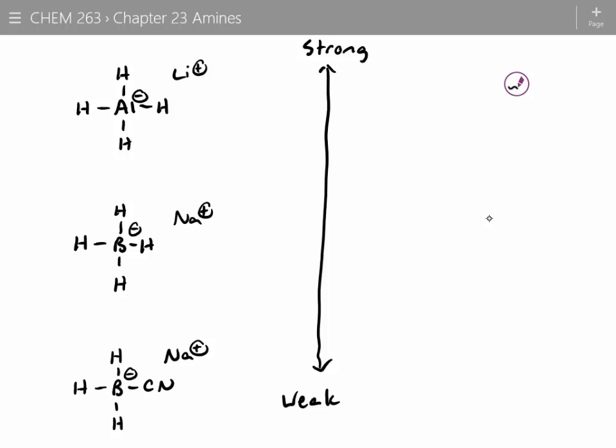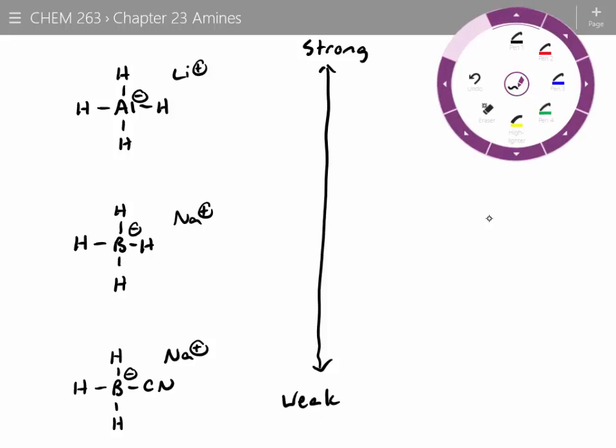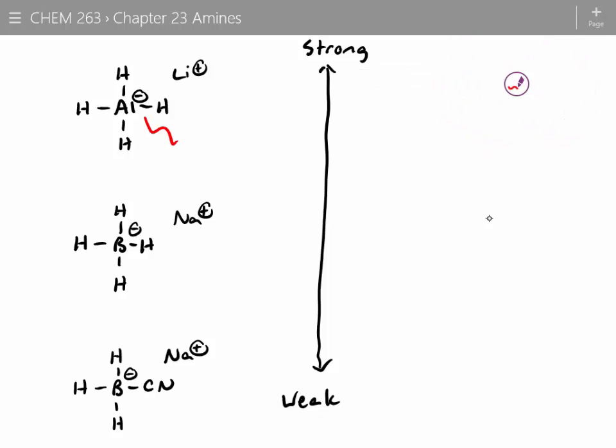Yeah, let's think about this in terms of acid. What's a better acid, HF or HCl? HCl, right? You go down a column, those bonds become weaker. So in this case, because aluminum is a bigger atom, this is a weaker bond. It has to do with the size of the atom. So aluminum is bigger than boron, so it's going to be a much weaker bond, which correspondingly makes it a better hydride source.